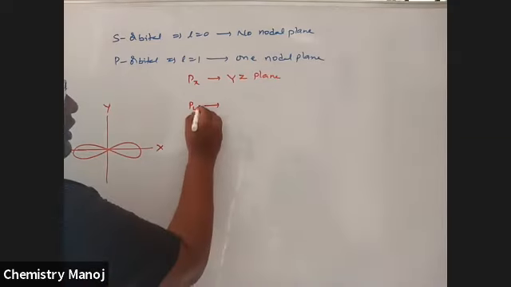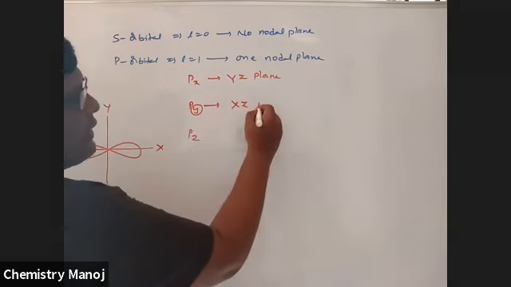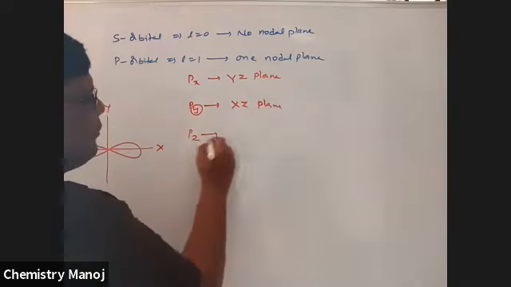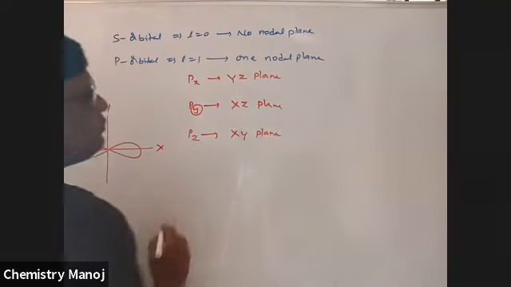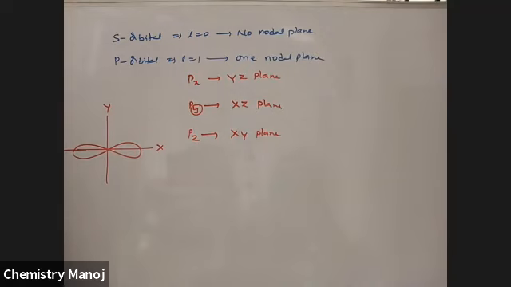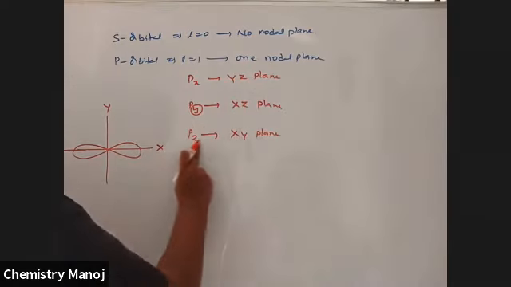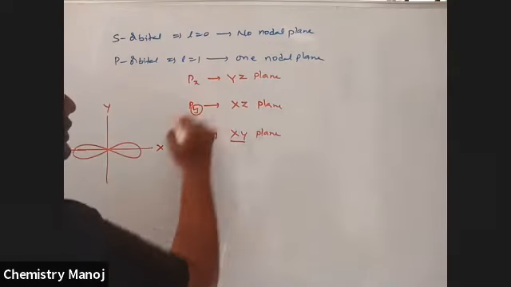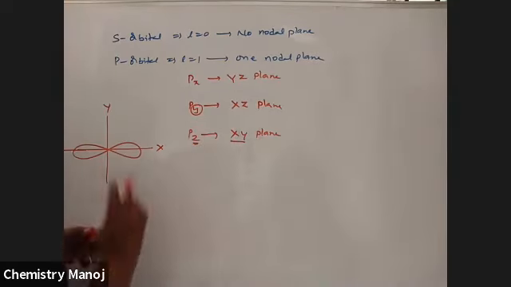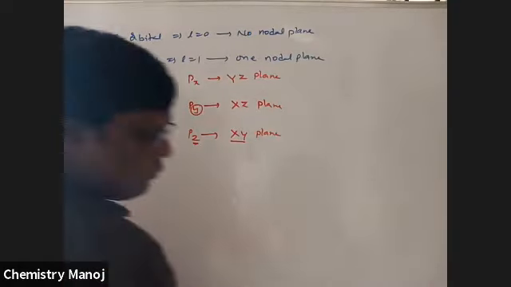Similarly, for Py, the XZ plane is the nodal plane. For Pz, the XY plane is the nodal plane. Please be conscious. For Px, the YZ plane; for Py, the XZ plane; for Pz, the XY plane. So altogether X, Y, Z are available. So these are the nodal planes. Next, for D orbitals.